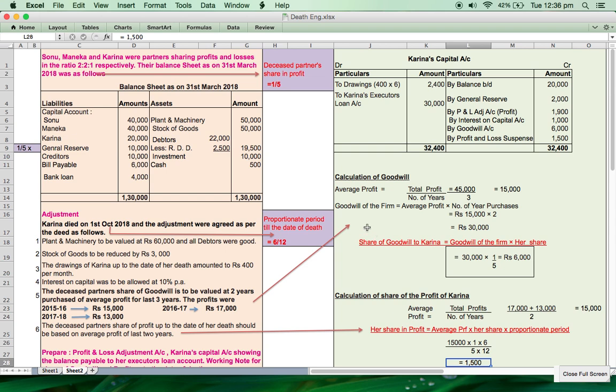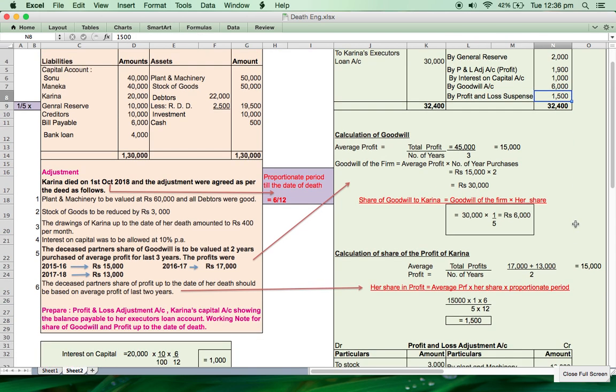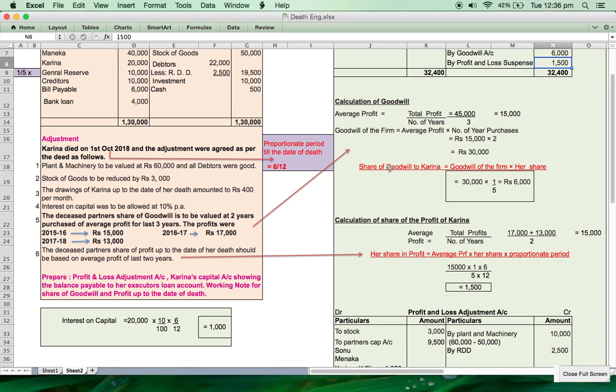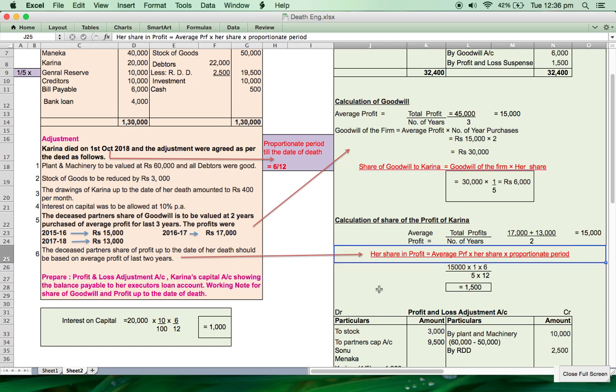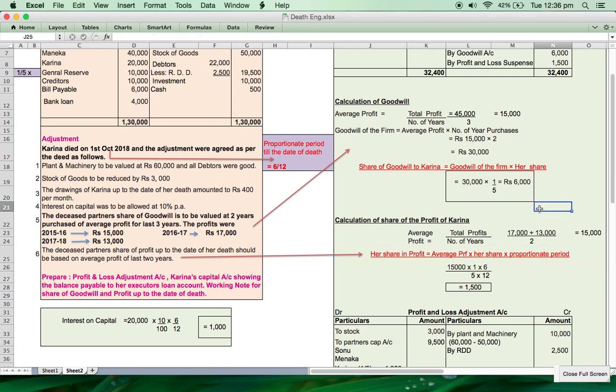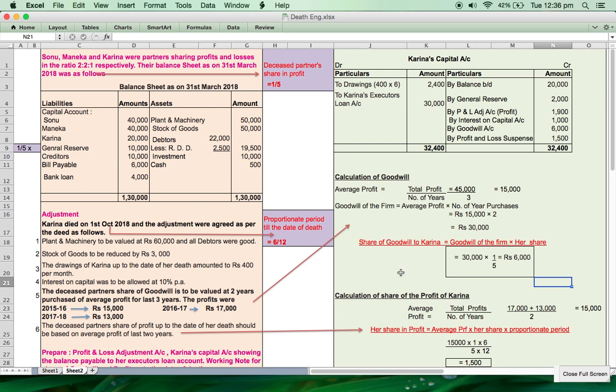This will be shown again at the credit side of her capital account as profit and loss suspense account, rupees 1,500. Now one thing you need to keep in mind here is while calculating share of goodwill, we calculated the goodwill of the firm by her share only, and while calculating her share in profit we multiplied the average profit by her share as well as by the proportionate period. So this thing you have to keep in mind.